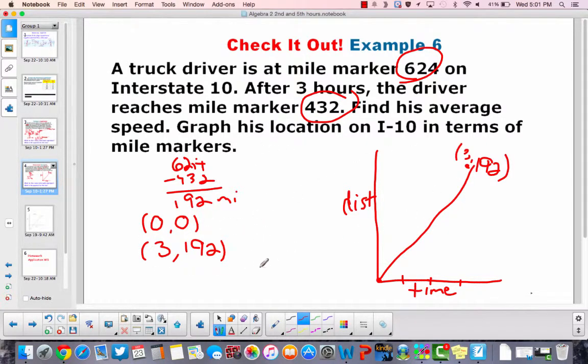Average speed is distance over time. That's just his slope. So go ahead and calculate it. Pause it here so you can calculate the slope. All right, so did you calculate it like this? 192 minus 0 over 3 minus 0, which is 192 over 3, which is 64 miles per hour.